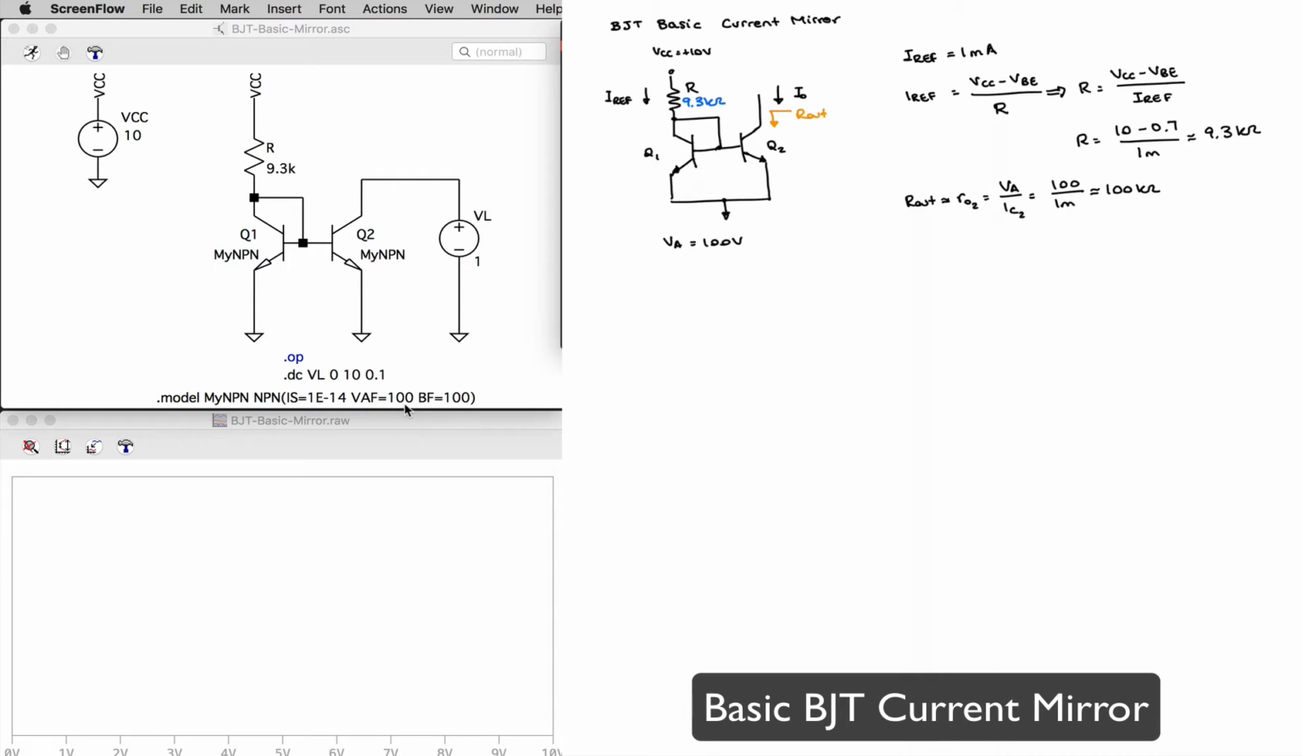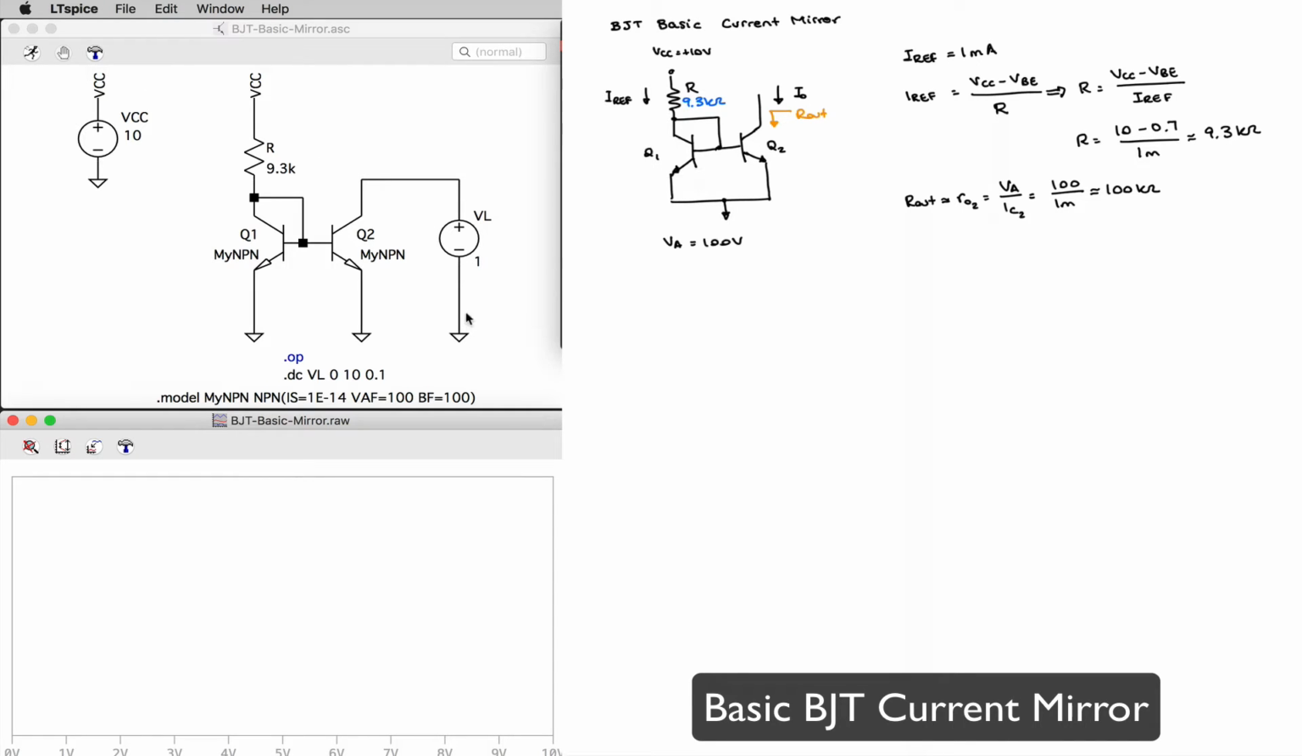I made a simple model. I've only modeled 3 parameters: the saturation current, which in this case is 10 times 10 to the minus 15 amps, the early voltage as 100 volts, and beta of the transistor as 100, the current gain. Let's go ahead and run my simulation. Here is my R resistor, and my VCC is equal to 10 volts. So I'm running my simulation.